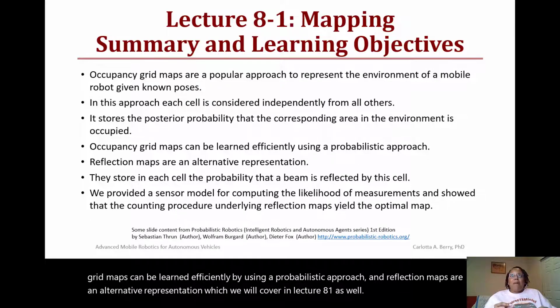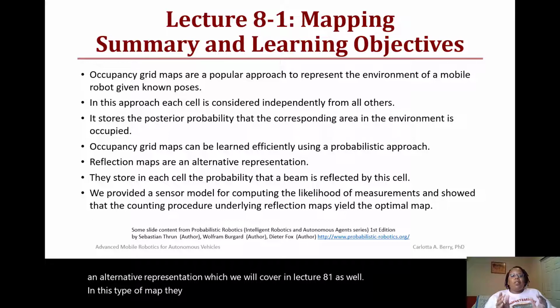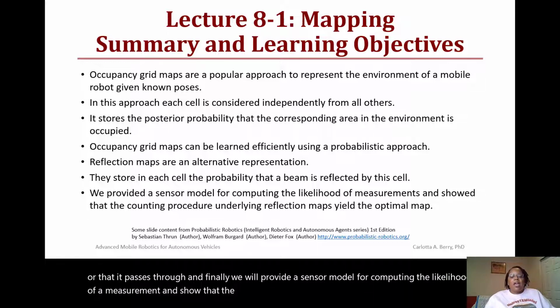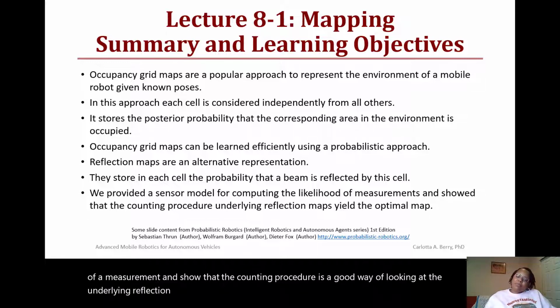In this type of map, they store in each cell the probability that a beam is either reflected by this cell or that it passes through. And finally, we will provide a sensor model for computing the likelihood of a measurement and show that the counting procedure is a good way of looking at the underlying reflection maps and the optimal map.